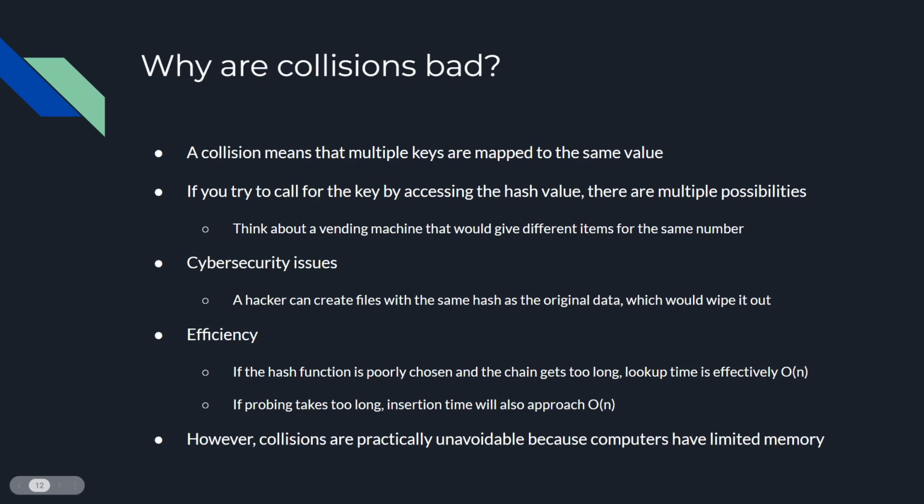As we said before, a collision is just multiple keys being mapped to the same value. But there are several reasons why we want to avoid collisions. For instance, if you try to call for a key by accessing the hash value, and you end up getting multiple possibilities. This is like if you want to buy something from a vending machine, but you pick one number and that number has multiple different items that can be given. You want to ensure that you get what you want. And if it's not mapping one to one, then you could get some errors there.